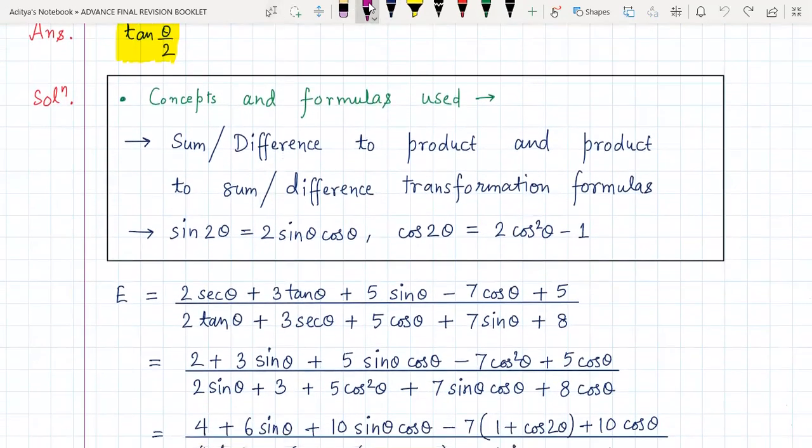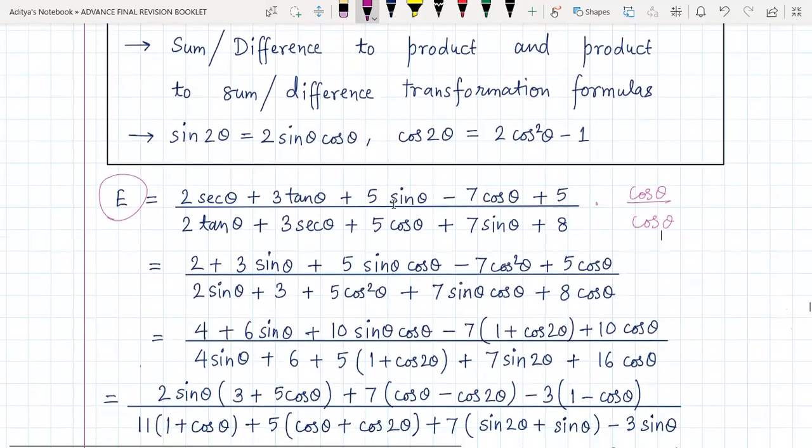So what we have actually done is we are calling the expression E, and as a first step we are multiplying and dividing by cos theta, because what that does is it brings everything in terms of sine and cos. Right now we have secant and tan, but if you multiply and divide numerator and denominator by cos theta, everything gets converted into sine and cos. So that's what we have done.